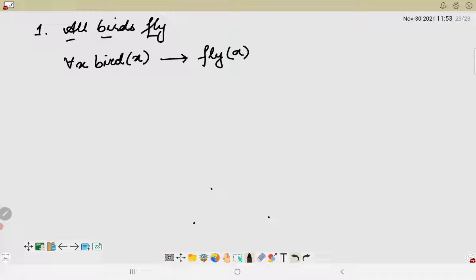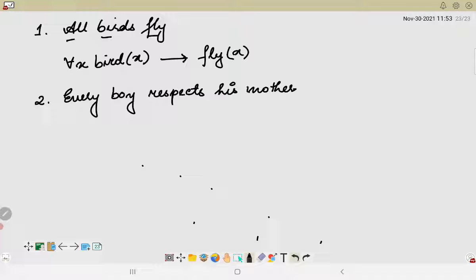Okay, x can fly, right? The next one, if we are considering, let's say, every boy respects his mother. Every boy respects his mother.